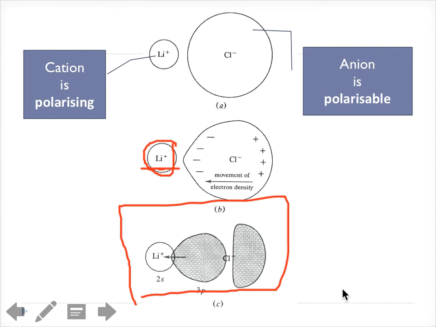Is it still an ionic compound? For the case of lithium chloride, yes, but we see some covalent character. What does this mean? If you see this portion here, there is some electron cloud density that lies between the lithium and the chloride, which is typical of a covalent bond, right? Which is shared between the two nuclei. So this is what we mean by covalent character.